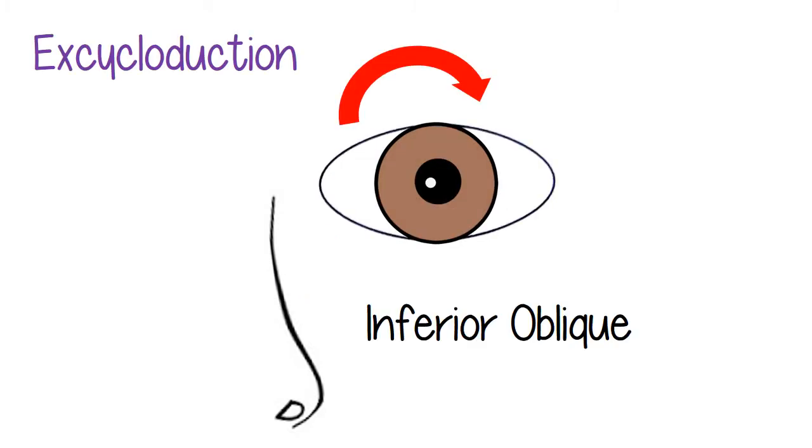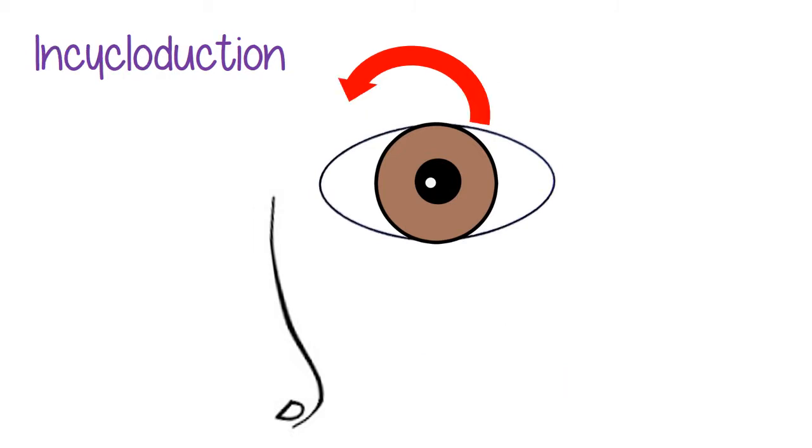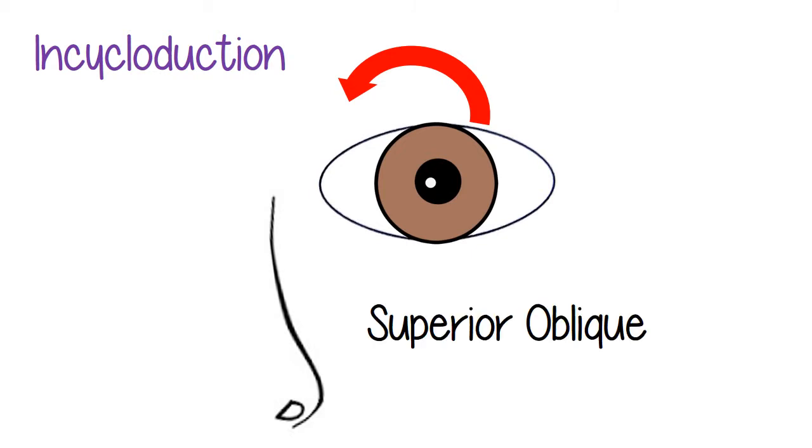Excycloduction or extorsion, inferior oblique aided by the inferior rectus. Incycloduction or intorsion, superior oblique aided by the superior rectus.